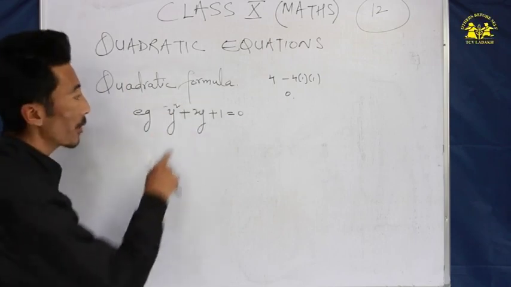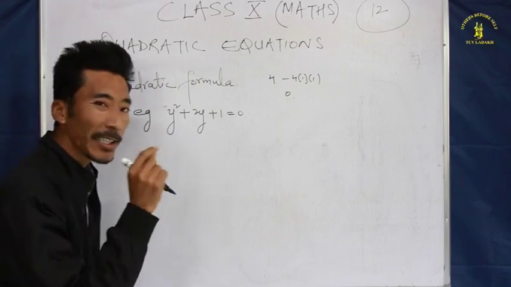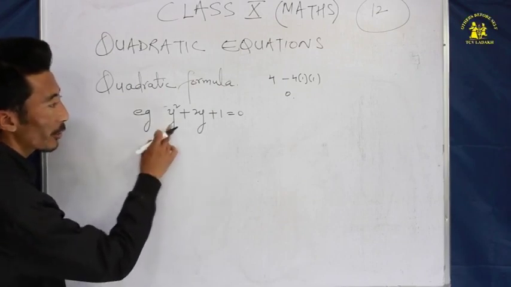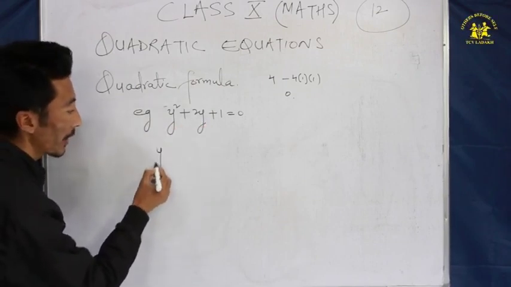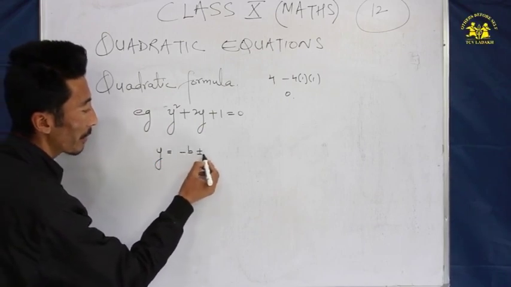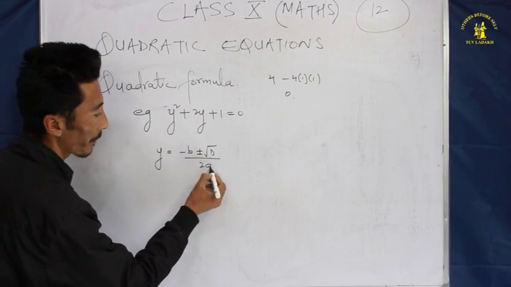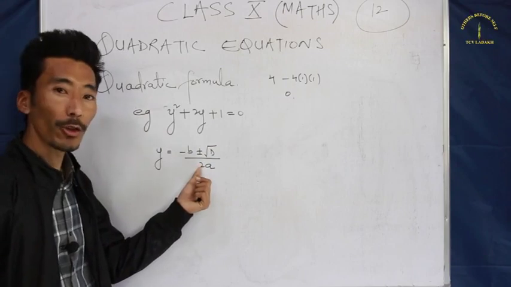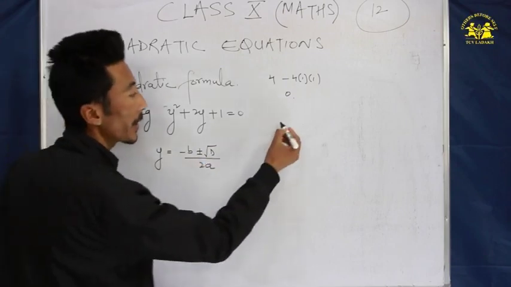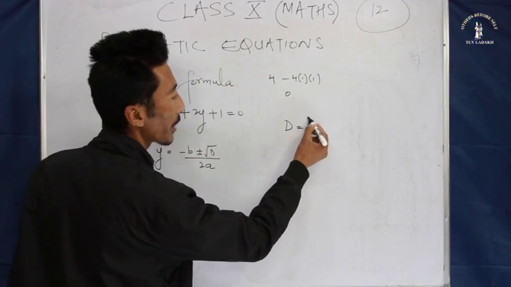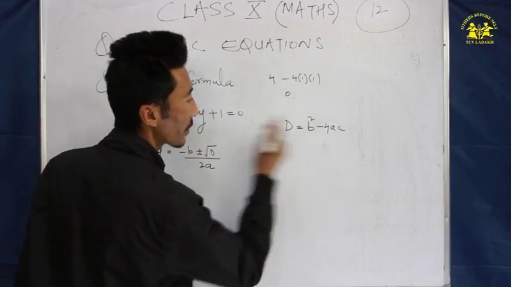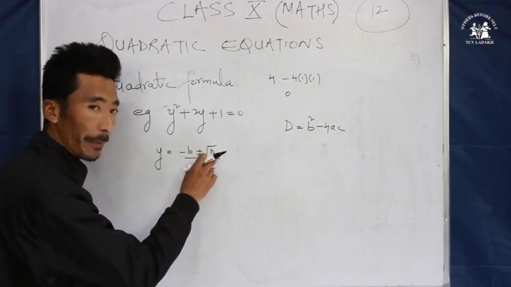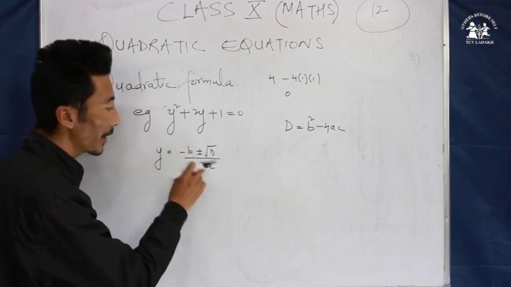Now we will solve using the quadratic formula. The quadratic formula uses the discriminant. For the variable y, y is equal to minus b plus and minus root D divided by 2a. That is how the formula works: minus b plus and minus root D divided by 2a, where D is the discriminant, which is b squared minus 4ac.